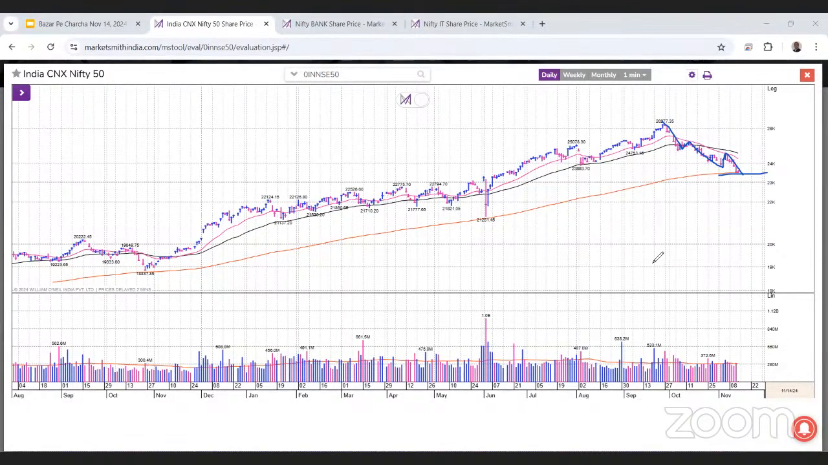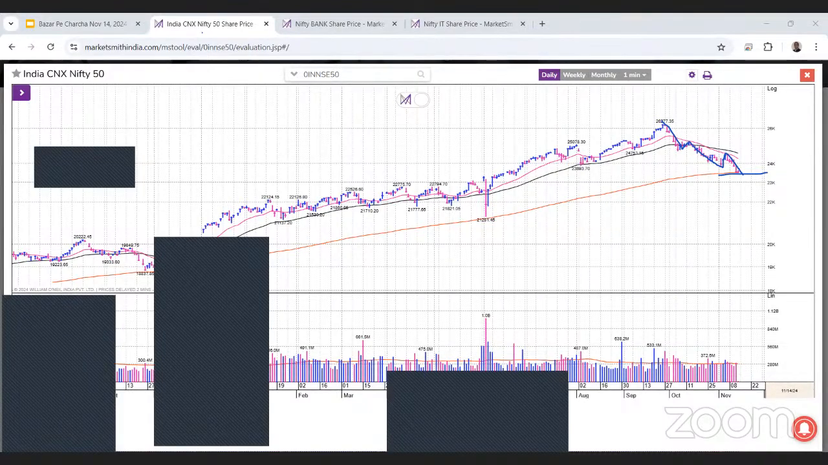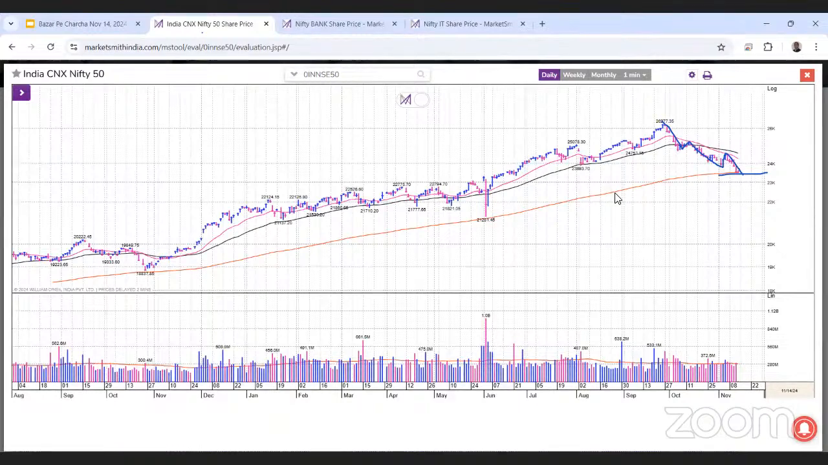Now, what next from here? Currently the 200 DMA is placed at roughly 23,500. And if you see today's low in Nifty, it was recorded around that range only, around 23,500. So some bounce back cannot be denied because the 200 DMA is generally considered a very good or very strong support. I'm not denying that some bounce back will happen from the current level. But still we are not out of the woods, or our market is not out of the woods.